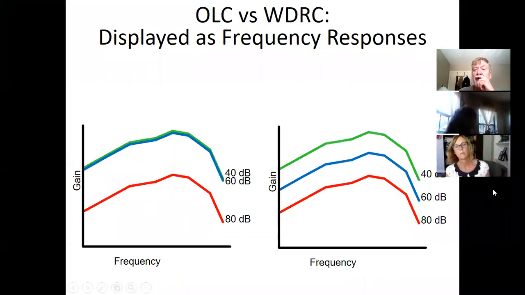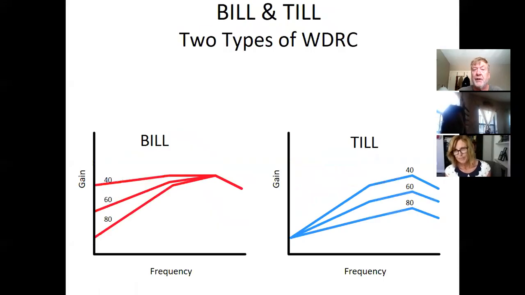Let's look at WDRC. Here's straight WDRC. Okay? Gain is greatest for soft inputs, less gain for middle inputs, less gain for loud inputs. Now keep kind of a mental shot of that. Now look at Bill and Till. Bill is just WDRC confined to the bass. In the treble, the gain is going to be the same for all inputs. In other words, the gain is linear for treble. Look at how the lines all meet at the treble.